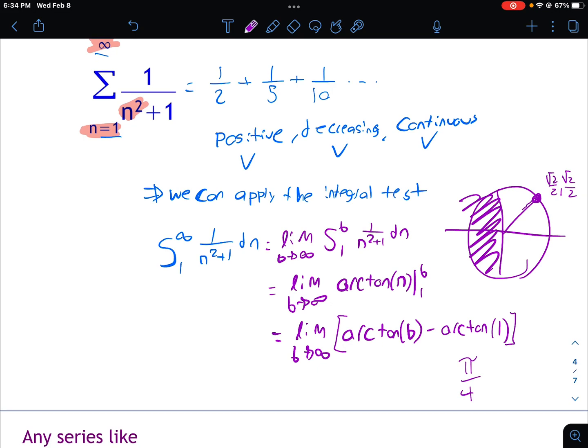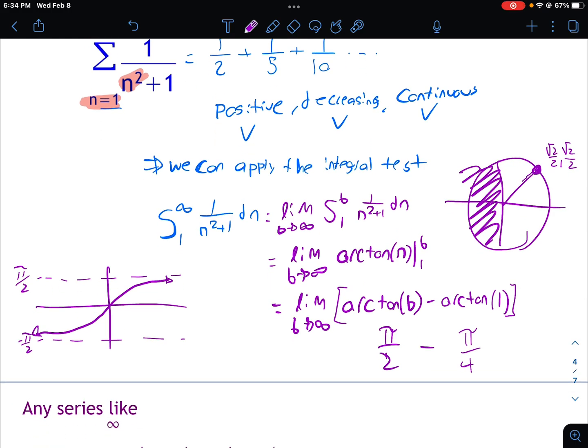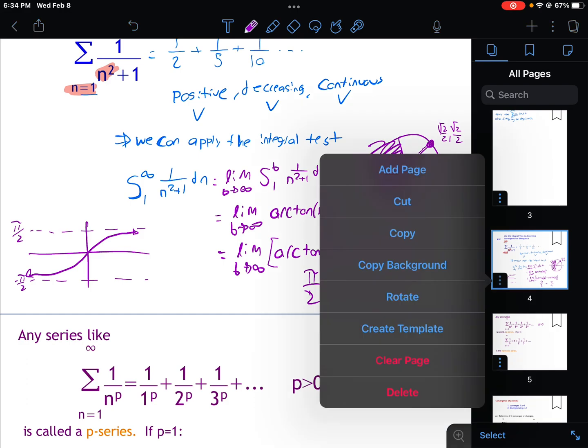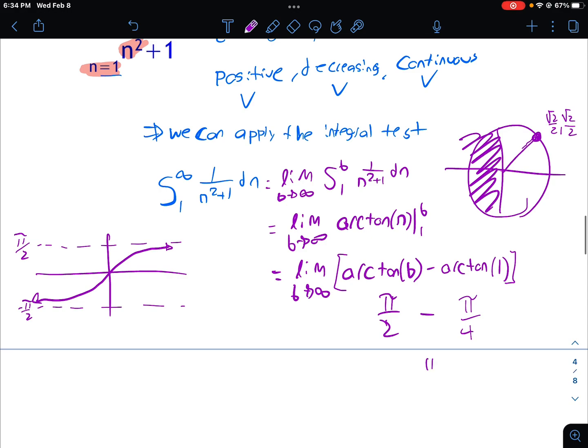To do the left-hand side, we have to kind of know what arctan looks like. Well, arctan is bounded between negative pi over 2 and pi over 2, and it looks something like this. So as we approach infinity, our y value actually approaches a number. It approaches pi over 2. So we're going to end up getting pi over 2 minus pi over 4, which is going to give us pi over 4. Let me go ahead and add another page to this just so I don't keep running over stuff. And so we're going to end up with pi over 4.